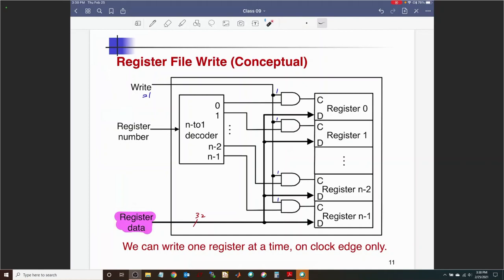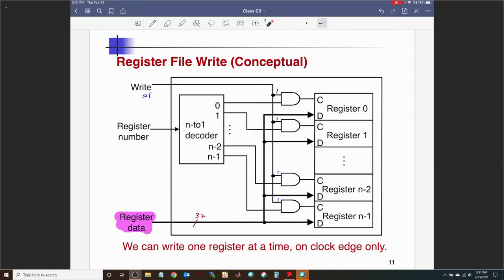Also consider that the decoder sort of guarantees you one output being active at any given time, so that you are not accidentally writing to more registers than just one. But if you have more components as opposed to just one decoder, that accident may happen. There are more chances. All right, so when you are writing, you're writing only one register at any given time, and that only happens on the clock edge.